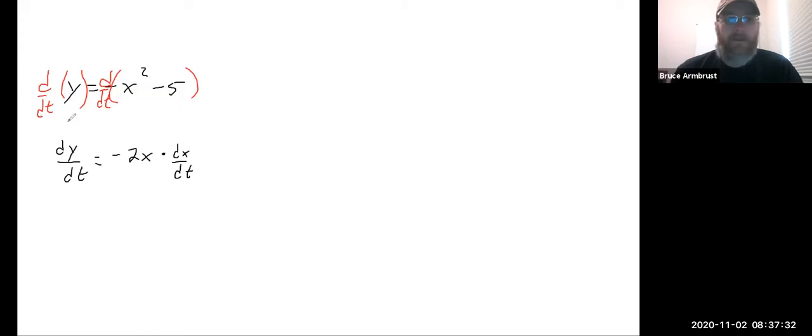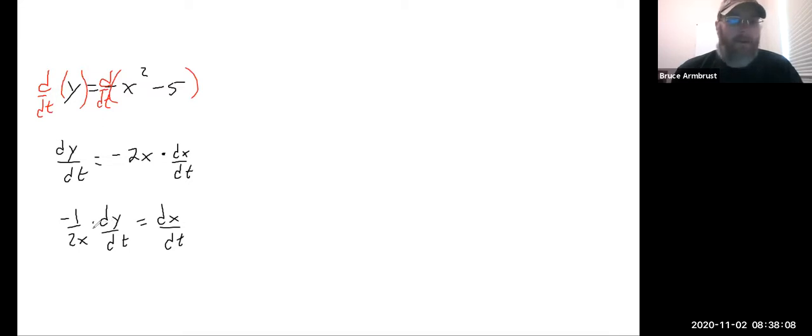All right, so when we're doing related rates questions, when we're differentiating with respect to something that's not y or x, we just have to make sure we use the chain rule on each one of them, put on their respective derivatives. Okay, so here's our derivative. I'm going to go ahead and solve it for dx/dt, just divide by the minus 2x. So we've got dx/dt is equal to negative 1 over 2x times dy/dt.